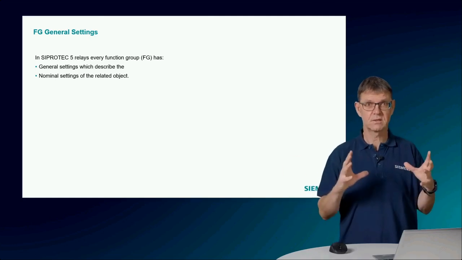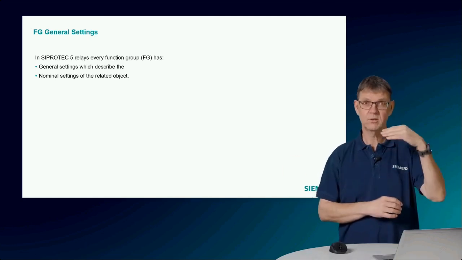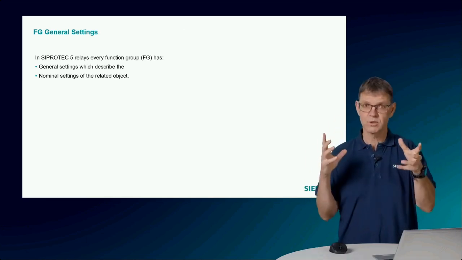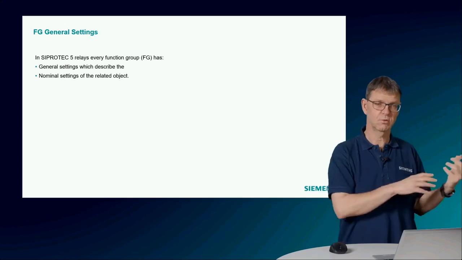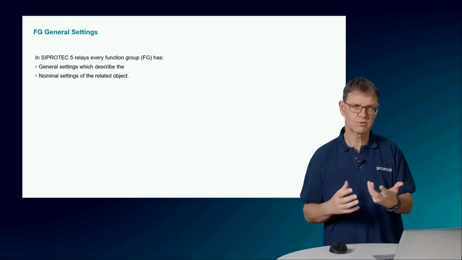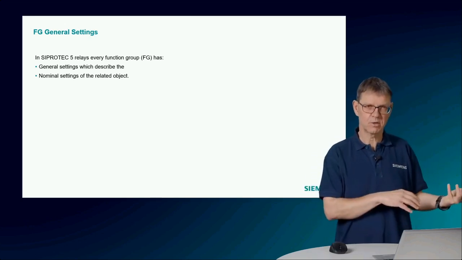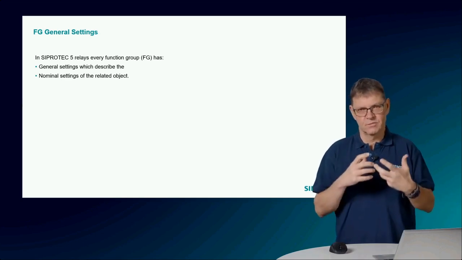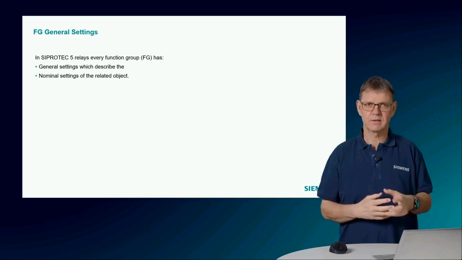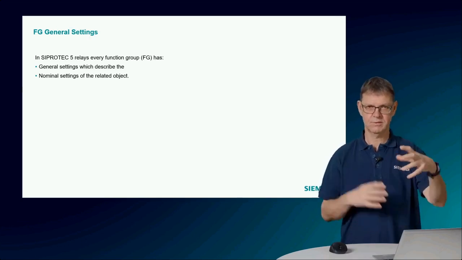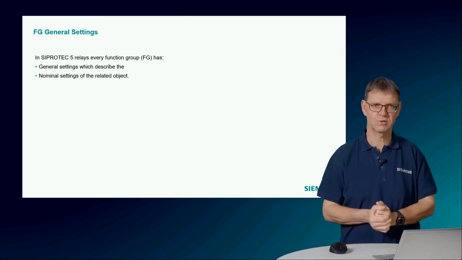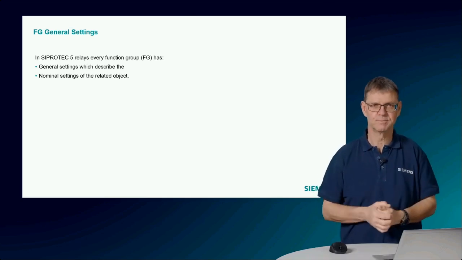And the idea is, in such a function group, we collect all the functions, we put all the functions inside which have to do with the protection or other functions in general that are related to this primary object. So we can also say this function group is like a container, which is like a box where we put all the protection functions inside. I think this picture is quite helpful.